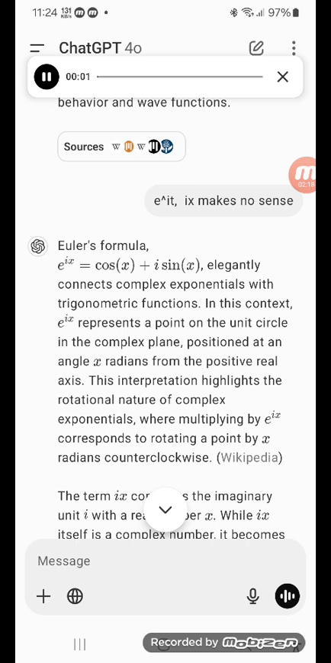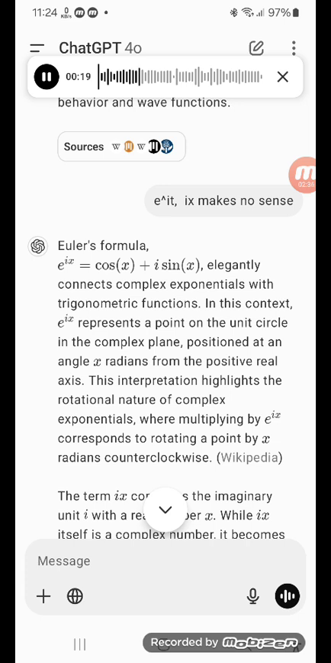Euler's formula, e^(ix) = cos x + i sin x, elegantly connects complex exponentials with trigonometric functions. In this context, e^(ix) represents a point on the unit circle in the complex plane, positioned at an angle x radians from the positive real axis.